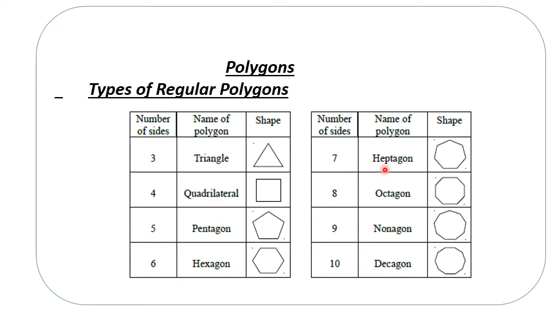Sometimes in a question they can say find something about the heptagon. The word hept should remind you that the shape they are talking about has 7 sides. So it's important to master these.